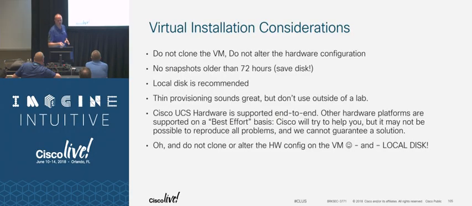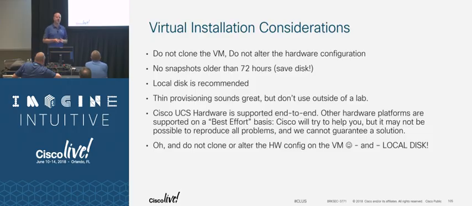Some virtual appliance considerations: don't clone the VMs, don't alter the hardware combinations that are already in there. You don't want to do snapshots that are older than 72 hours. There's no reason to. You want to keep those current. Highly recommend local disk. If you're going over a NAS or SAN for that, it could be pretty painful. You want to keep local disk on it.